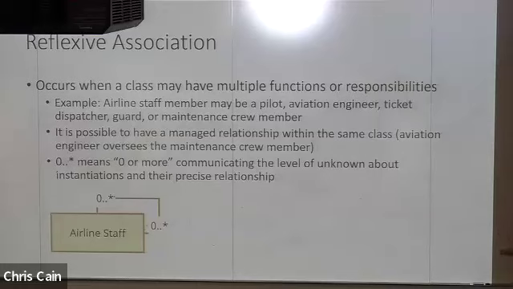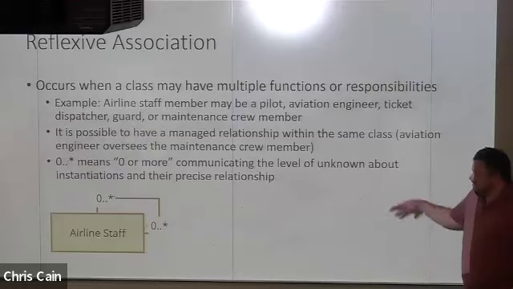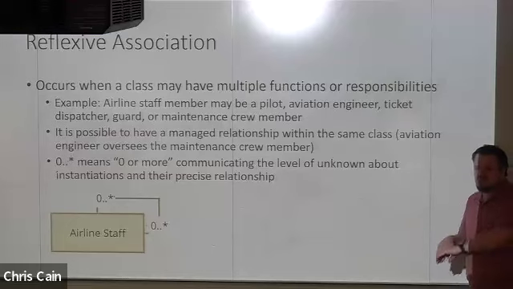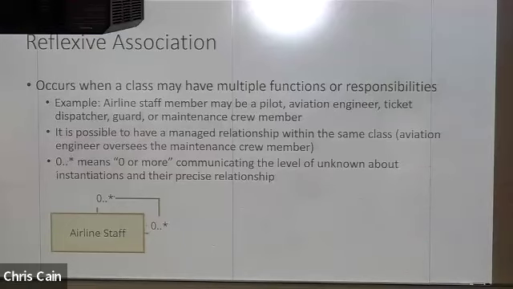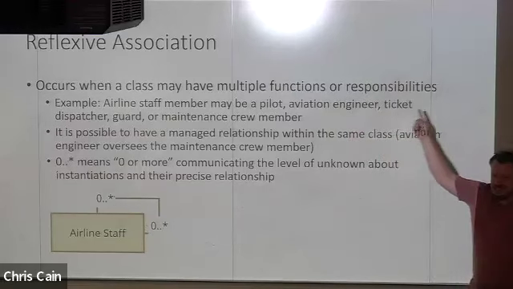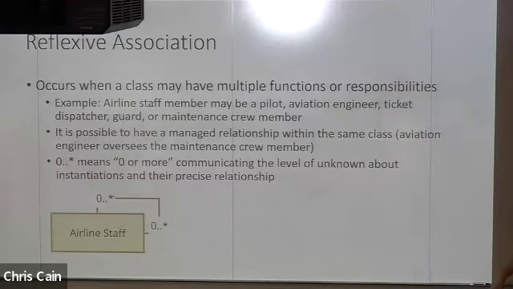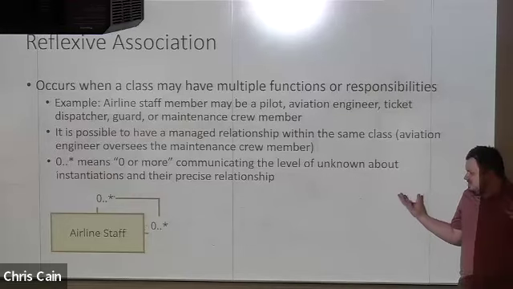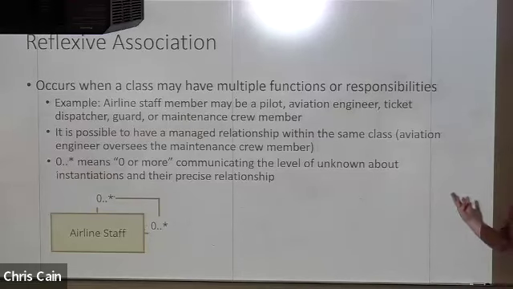So we don't know how many are on the outgoing edge of the reflexivity and how many are on the incoming edge. It depends on who we're talking about and the multiplicity of that relationship. It just says that a particular instantiation of an airline staff may be associated with another airline staff in some capacity.